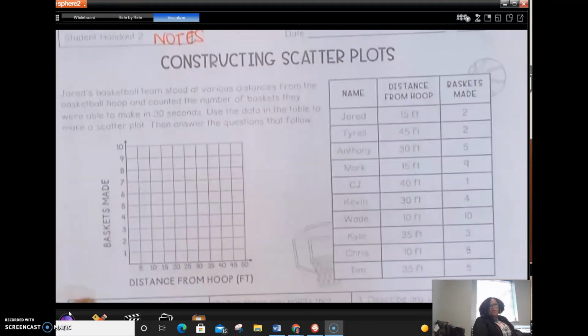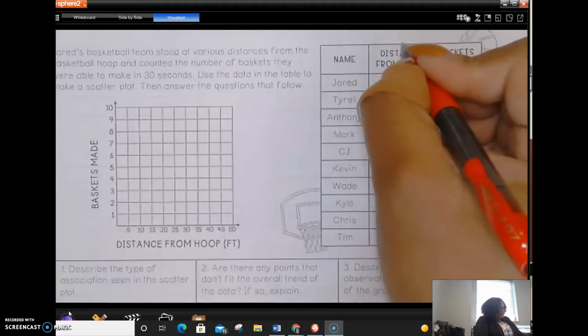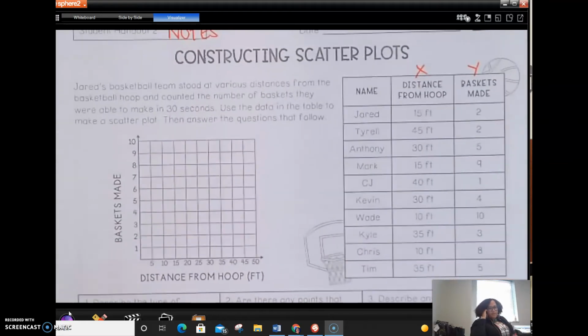The next page is your homework. So we're actually going to be plotting these points. This is going to be my x value, and this is going to be my y value. Okay, so just looking at the table, that's what that info is.